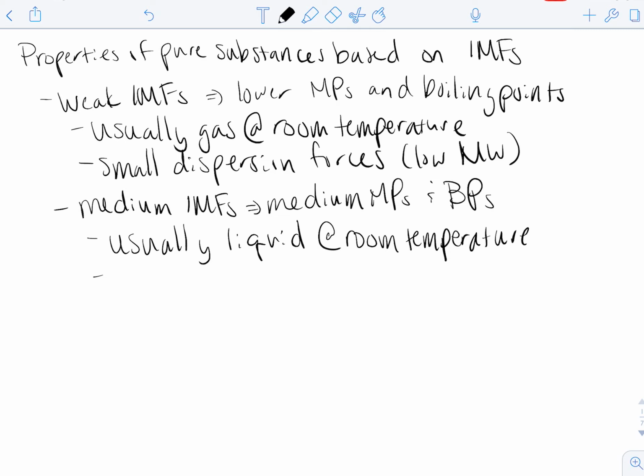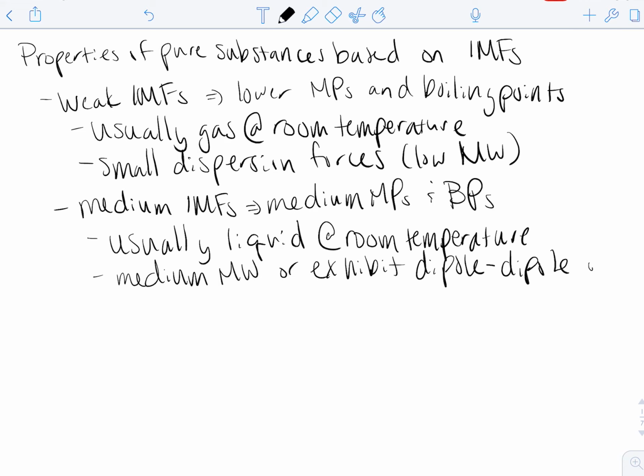They're going to have medium molecular weight or exhibit dipole-dipole or hydrogen bonding.